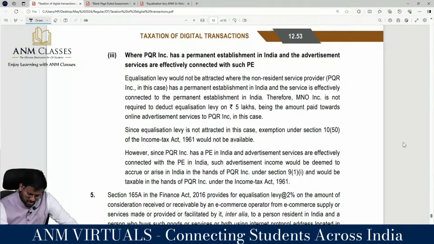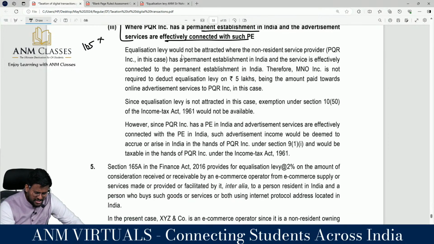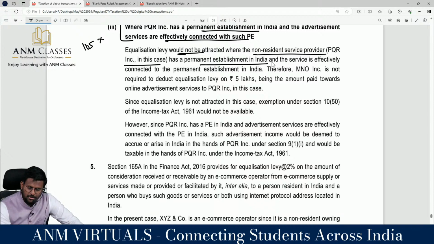The last situation is where PQR Incorporation has a PE in India, PQR being the service provider, and the advertisement services are effectively connected with such PE. Then section 165 will not be applicable, and 165A again will not be applicable. Equalization levy is not applicable. Equalization levy would not be attracted on the non-resident service provider PQR in this case, as it has a permanent establishment in India, and the service is effectively connected to the PE in India.